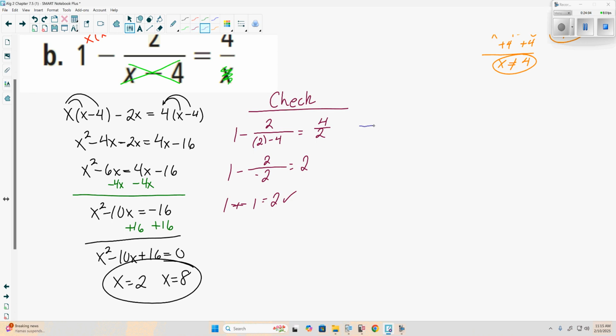Our other answer that we had was 8, so it'd be 1 minus 2 over 8 minus 4 is equal to 4 over 8. 8 minus 4 is going to be 4. 4 over 8 is 1/2. Or 2 over 4 is 1/2, and 1 minus 1/2 is indeed 1/2. So 2 and 8 are indeed the correct answers for this here. So we are able to plug in those x values to make sure that we do get a true statement.